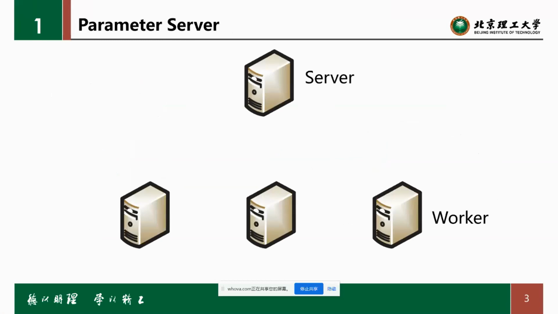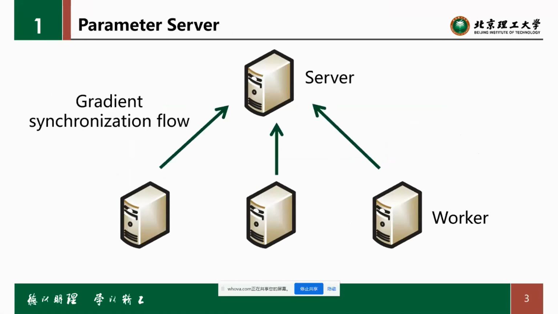Parameter server is commonly used for federated learning. It divides the nodes into server and worker. In parameter server architecture, workers do not communicate with each other. During the training process, each worker calculates the gradients independently based on the local training data and pushes the gradients to the server to update the global parameters. New parameters will be generated after the aggregation stage on the server. Then the worker will directly pull the new parameters from the server.